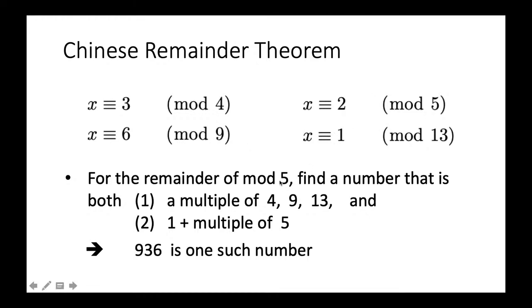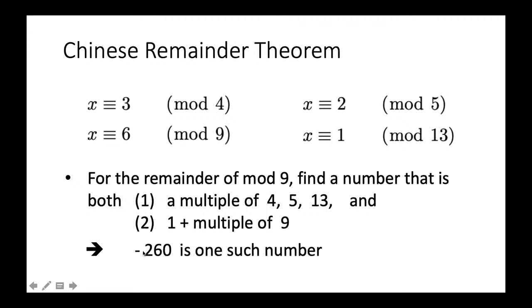So this time, when we are talking about modulo 5, what number are we going to multiply to its remainder? The magic number that we want to find should be a multiple of 4, 9, and 13, and the number itself is 1 plus a multiple of 5. So we find that 936 is one such number. Actually, this number is 4 times 9 times 13, and then we multiply this by 2. Okay, so this is one such number.